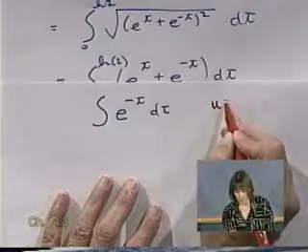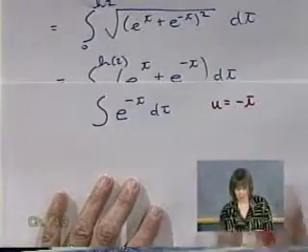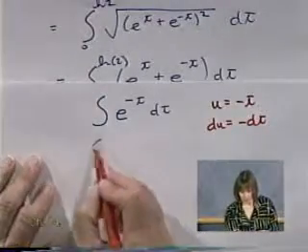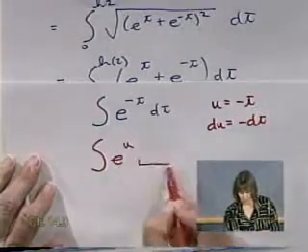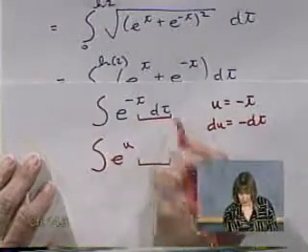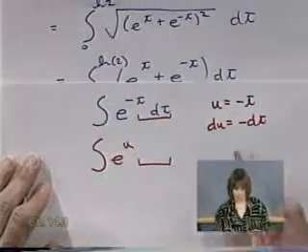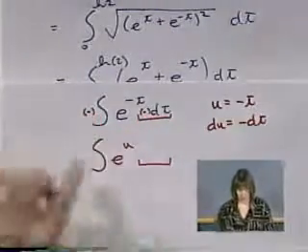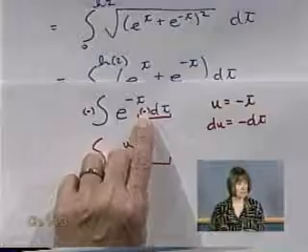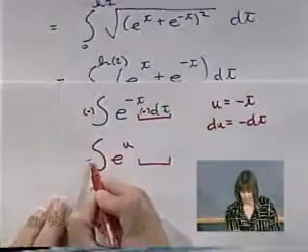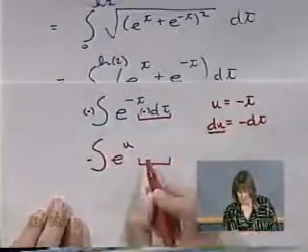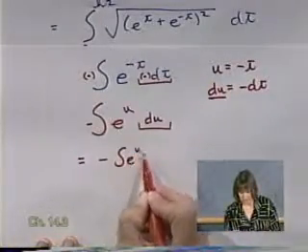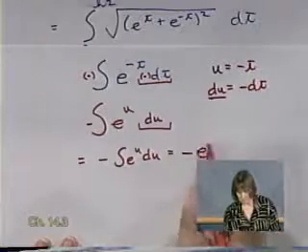I'm going to let my u be minus t. So my du turns out to be minus dt. So I want this integral to be e to the u, but to get that du piece, right now I don't have that minus dt, I just have a dt. So I say, oh, if I put a little minus here and a little minus here, a minus times a minus is a plus. So this minus comes down, and I have minus dt gets replaced with du. So this is equal to minus the integral of e to the u du, which is just minus e to the u.